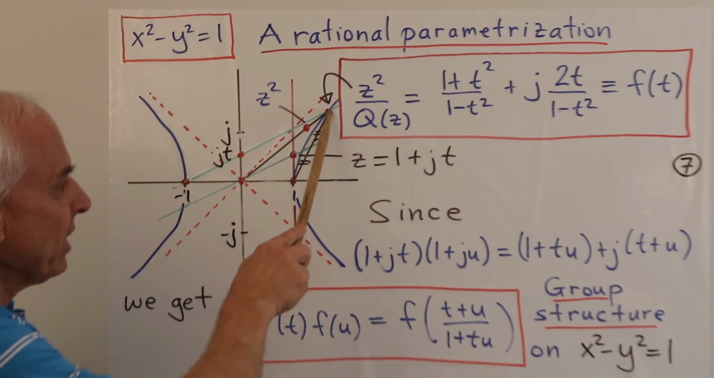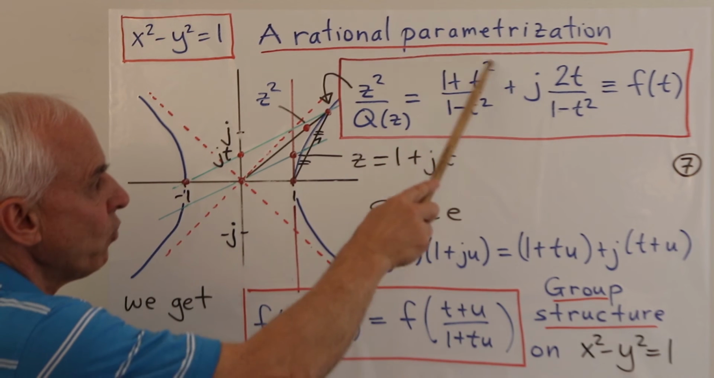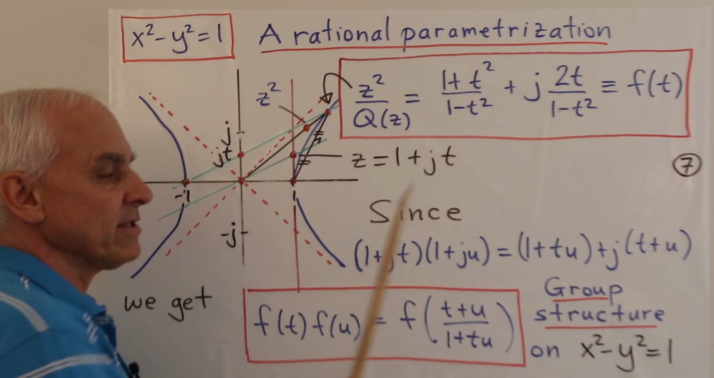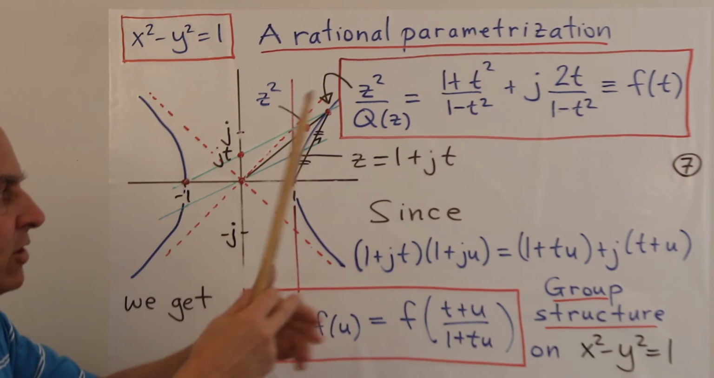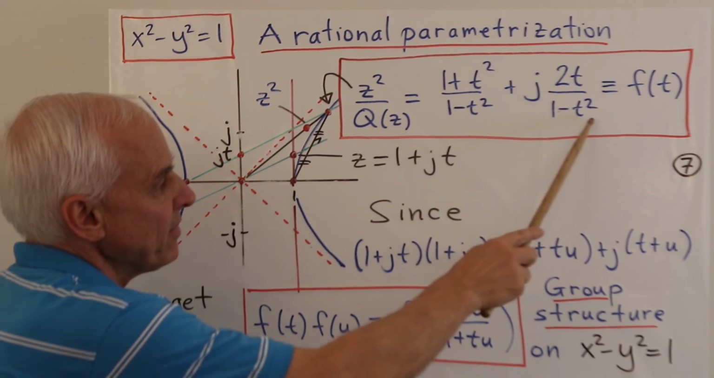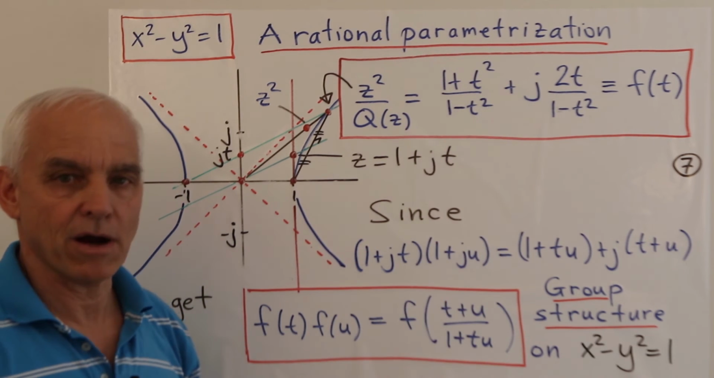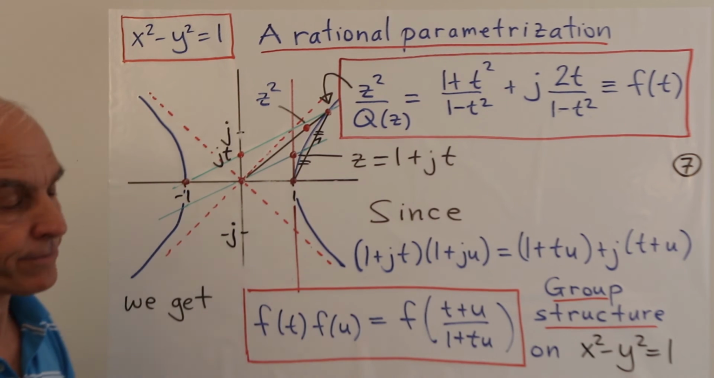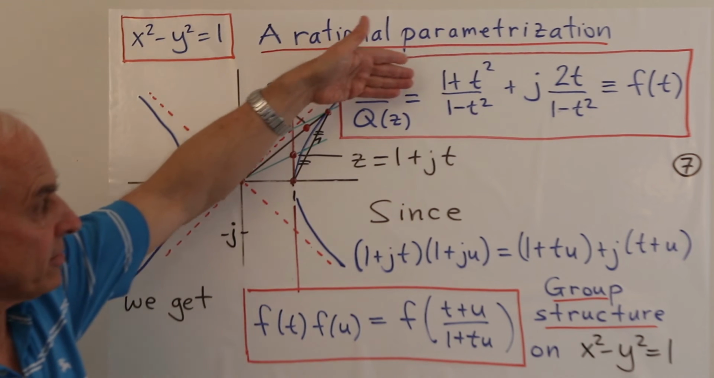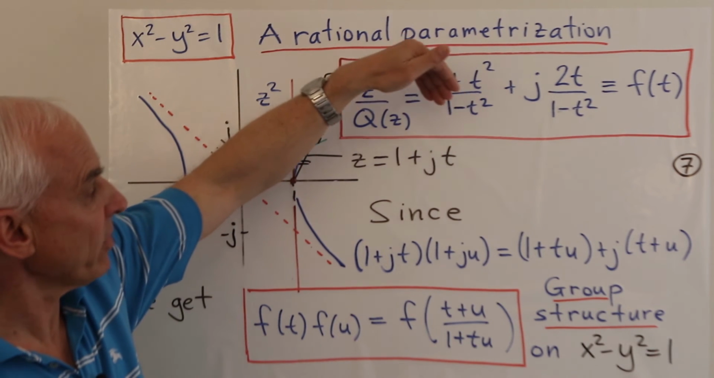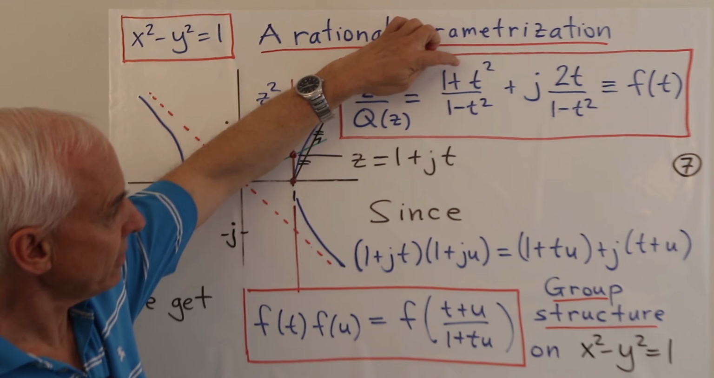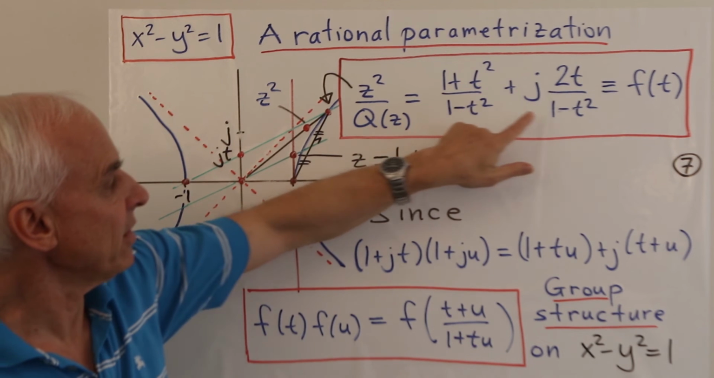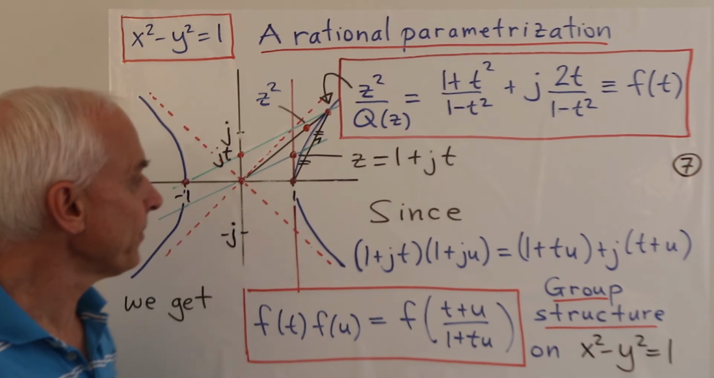So that turns out to be the point with coordinates 1 plus t squared over 1 minus t squared and 2t over 1 minus t squared. And in this red complex number world, we can represent that by this linear combination involving our new symbol j. And we can call this f of t. Notice it's very similar to the blue parameterization, except here we have a plus sign here and a minus sign there, and the other way around, with a plus sign in the denominator here and the minus sign there.